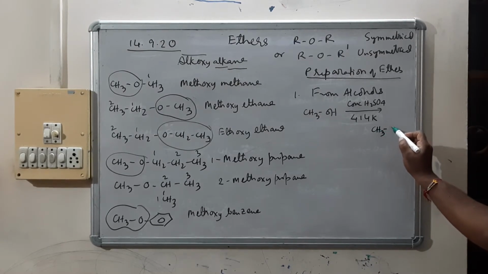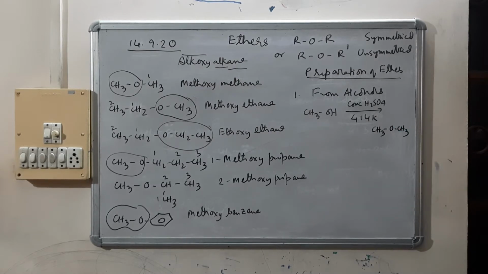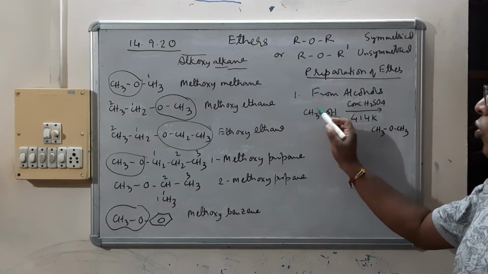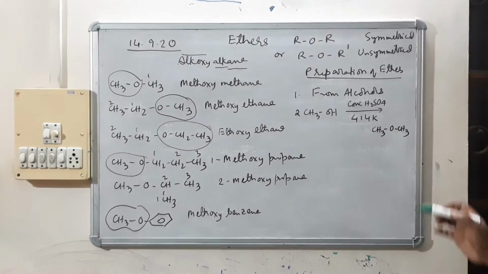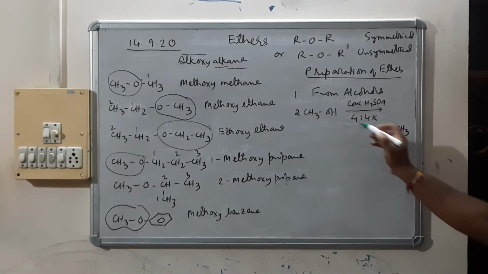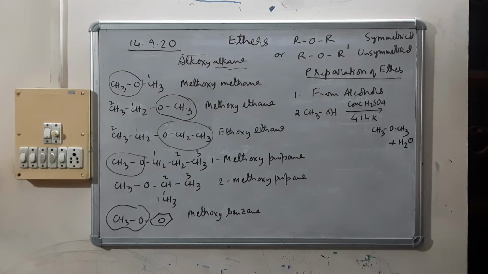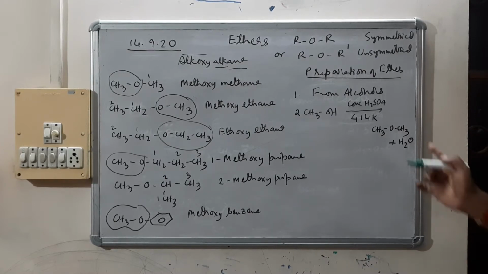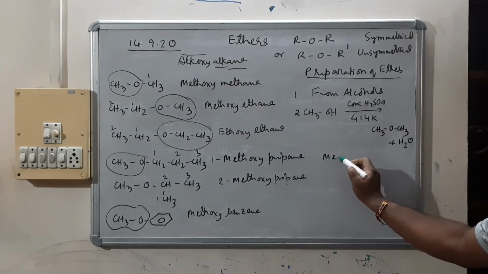CH3OCH3. This ether we get. Actually here two molecules of this take part, and there occurs loss of water, so that this is a complete balanced equation. Now we need to know the mechanism of this reaction, how ether is formed. So let us talk about the mechanism.